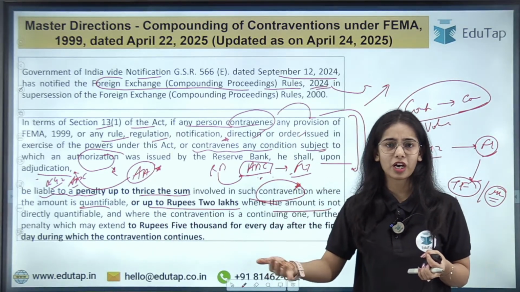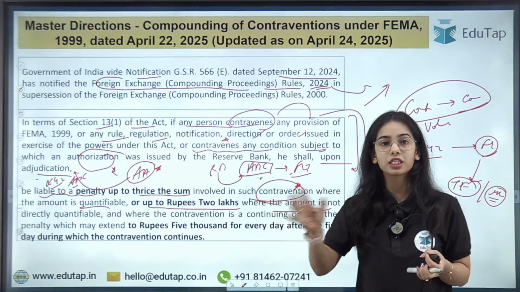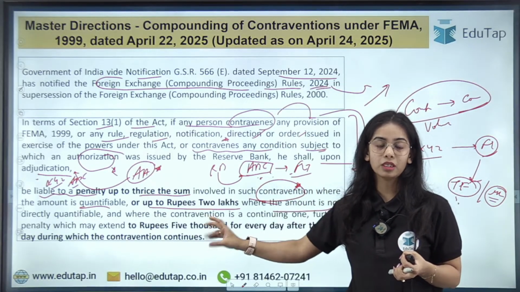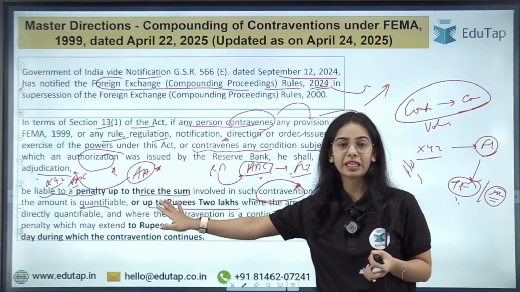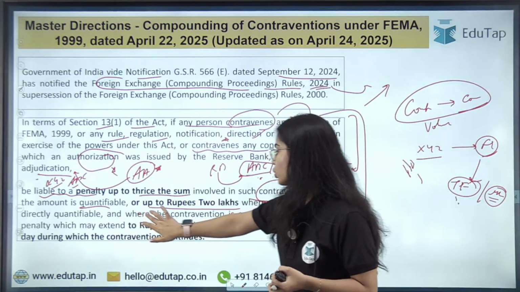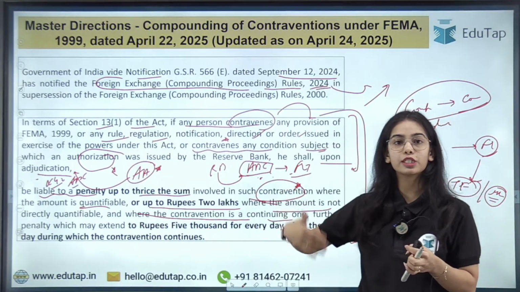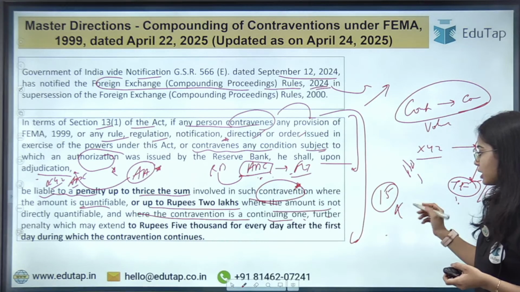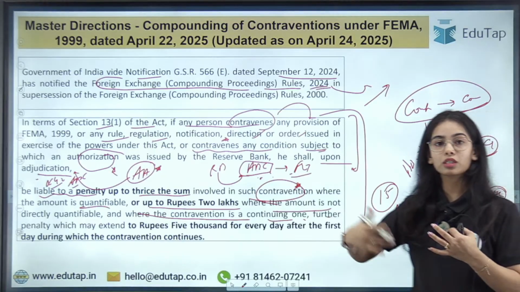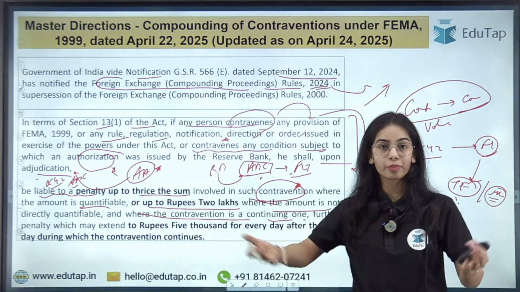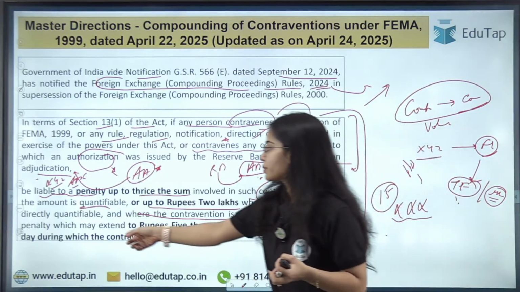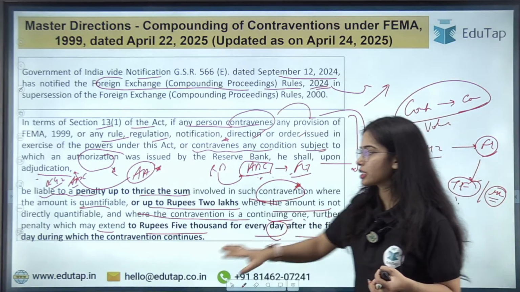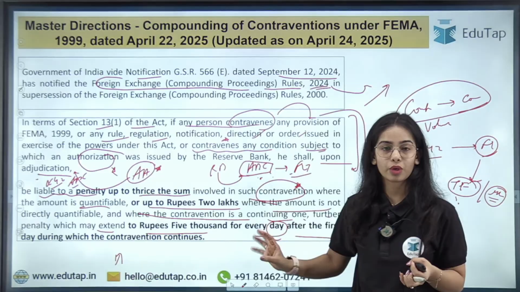Let's say the amount is not quantifiable. You have done a breach, let's say you have not done the reporting in the given timeline. In that case, the amount is not quantifiable, no amount is involved. So in this case, the penalty can be up to rupees 2 lakhs. And where the contravention is a continuing one, let's say the reporting had to happen within 15 days, but you have not reported on the 16th, 17th, 18th day. So the breach is continuing. You are not reporting even now. In this case, the penalty may extend to rupees 5,000 for every day after the first day during which the contravention continues. So this is the idea.